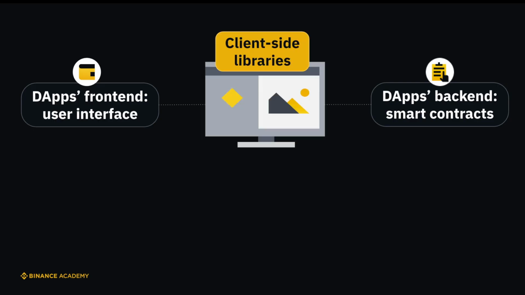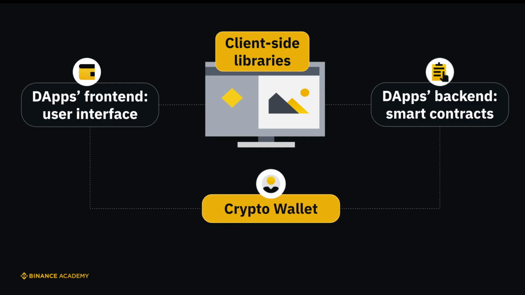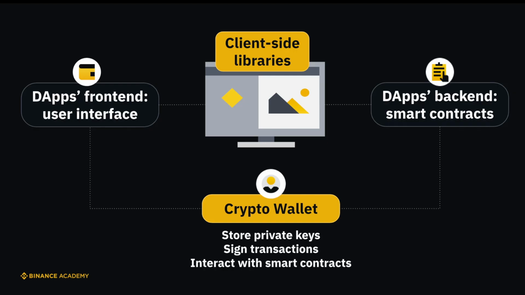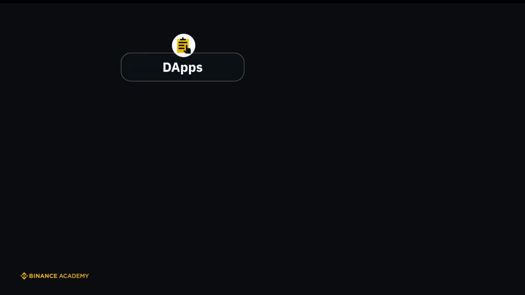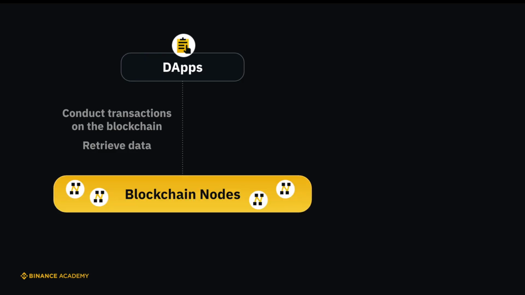Having delved into the backend of a DApp, let's explore how this backend interacts with the front end. Smart contracts are typically connected to their front end through tools known as client-side libraries. Users rely on crypto wallets to access and interact with DApps securely, as the wallets serve as the user's gateway to the blockchain and store the user's private keys, which are needed to sign transactions and interact with smart contracts. Once the smart contracts and the user interface are established, DApps need a mechanism to conduct transactions on the blockchain and retrieve data stored on it.